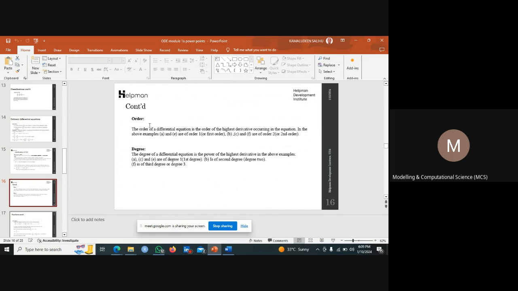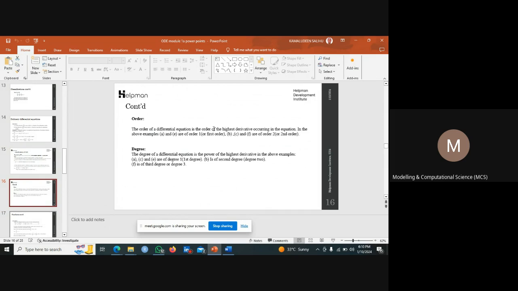So the order of a differential equation is the order of the highest derivative in the equation. In the above example, what are the orders of A and E? We just explained what order is. I even showed you on the board how to write order 1, order 2.